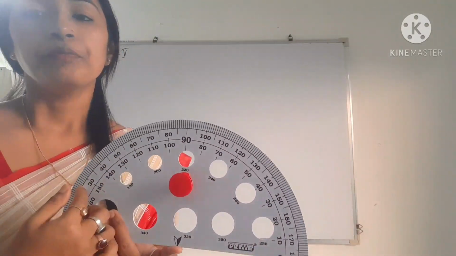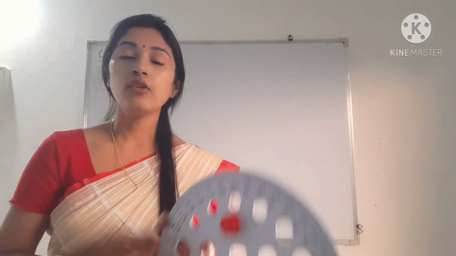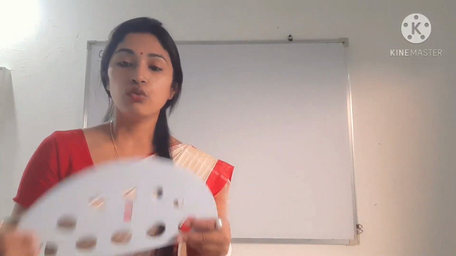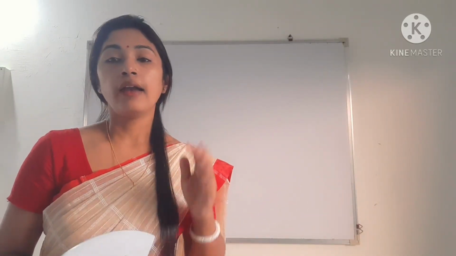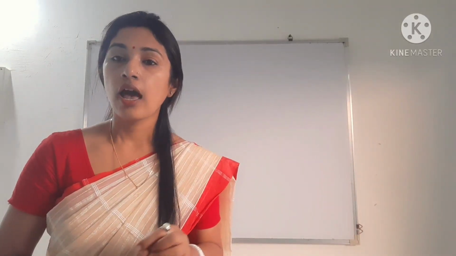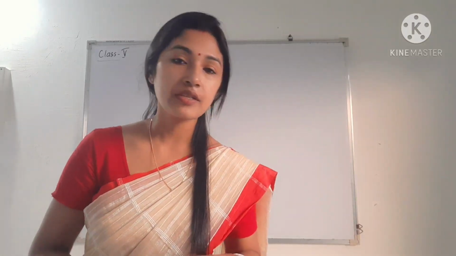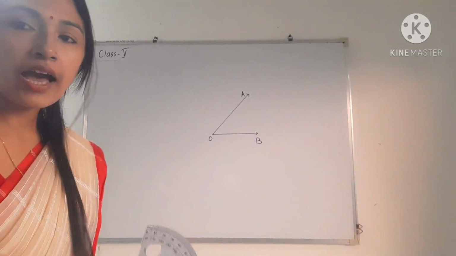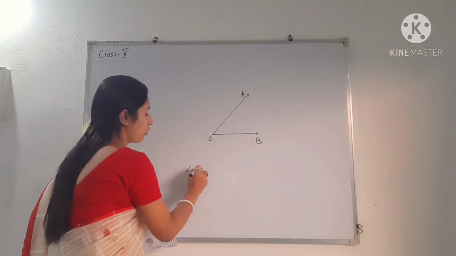Okay, so different types of angles will be given in your book, and you have to place the protractor to find the measure of different angles. Okay, and after finding the measure of angle, you have to write the unit, and the unit of angle is what? Degree. Okay, so how do we represent degree? See, I have drawn one angle and the name of this angle is angle AOB.